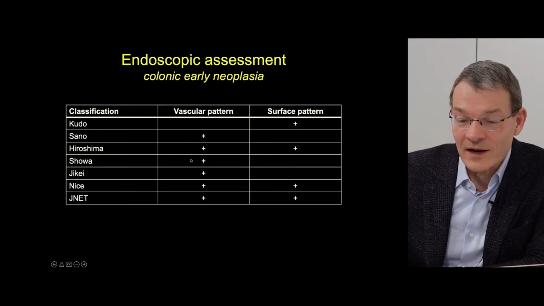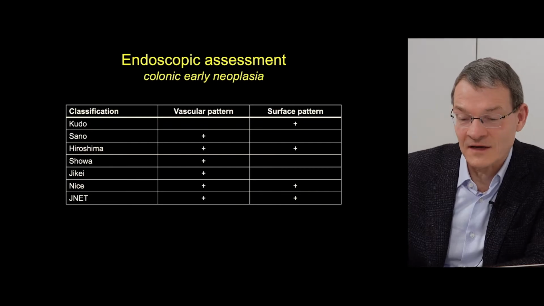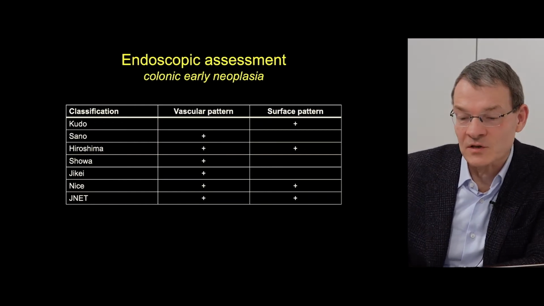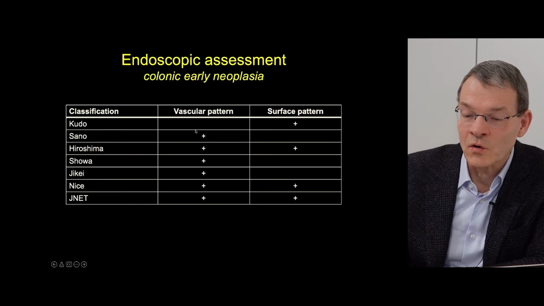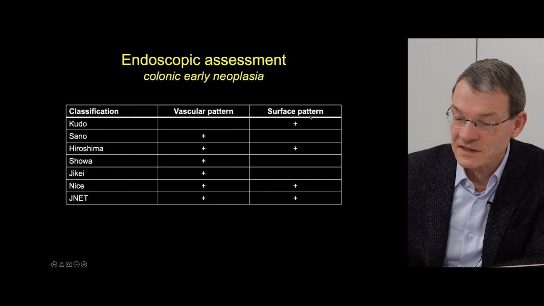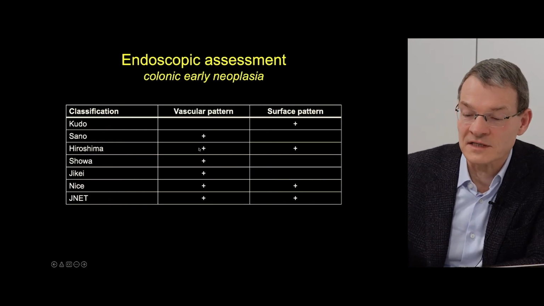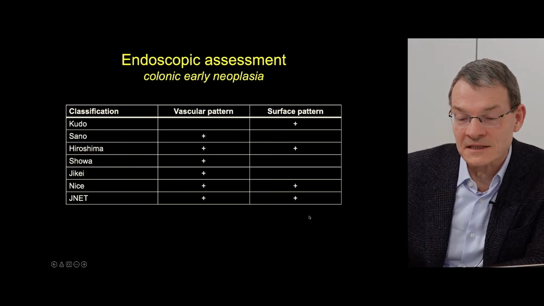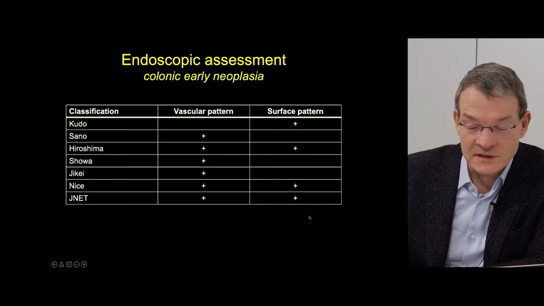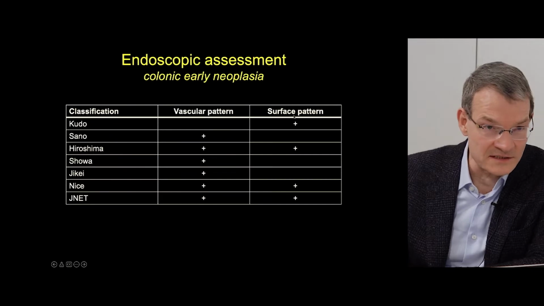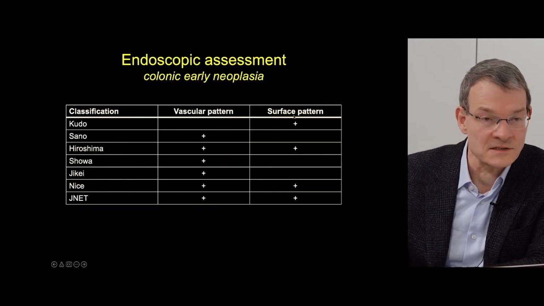So when we look now at these classifications, I think we have to look at the classifications from the point of view, what do they try to classify? So there are classifications only focusing on vascular pattern. There are classifications focusing only on surface pattern, and there are also classifications focusing somehow on both. And that is also for our understanding important. So the classification which only focuses on the surface pattern is the Kudo classification. Which is the oldest one, maybe? It is the oldest one, yes.